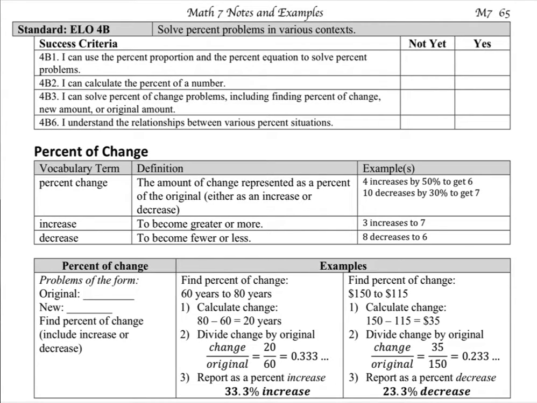Now, to do percent of change problems, you're given an original number and a new number. These might be in context and you have to figure out which number is which. And it does include whether it's an increase or a decrease. For example, if you were finding the percent of change from 60 years to 80 years, first you would calculate the amount of change, which would be 20 years, just subtract. Then you divide it by the original, 20 divided by 60, it gives you 0.3 repeating. Change that to a percent and call it an increase because it did increase, 33.3% increase.